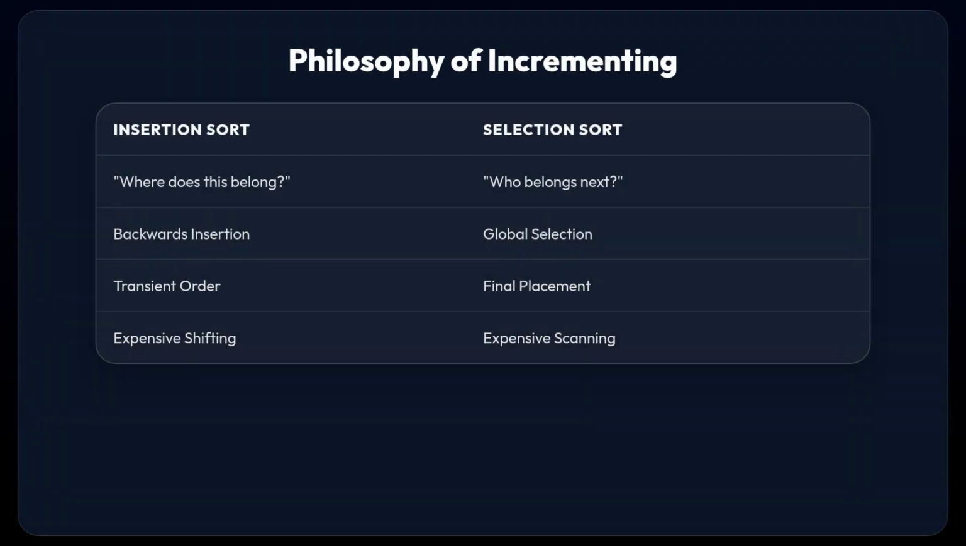Both insertion and selection sort are incremental, but their philosophies differ fundamentally. Insertion sort asks, where does this next element belong, and shifts data to make room. Selection sort asks, which element belongs next, and finds the global minimum. Crucially, selection sort places an element into its final position immediately, whereas insertion sort might move an element many times.